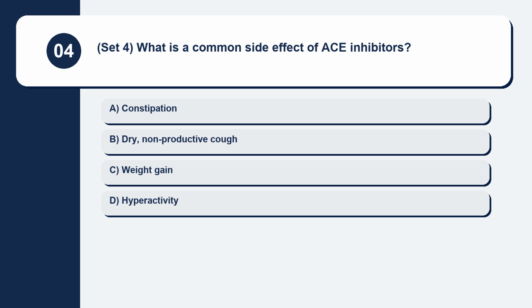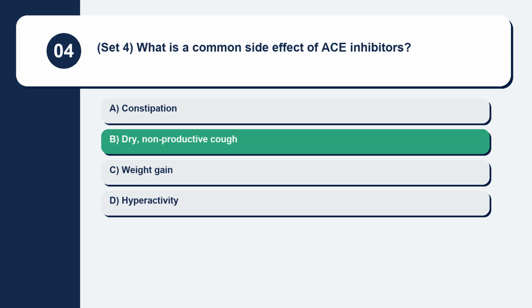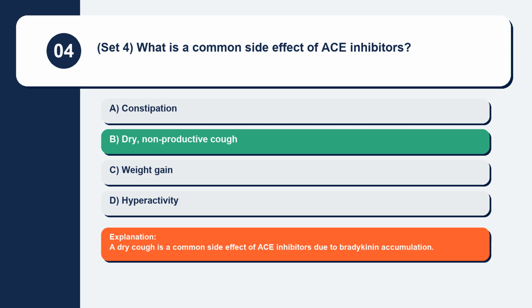Question 4, Set 4. What is a common side effect of ACE inhibitors? Constipation, dry non-productive cough, weight gain, hyperactivity. A dry cough is a common side effect of ACE inhibitors due to bradykinin accumulation.